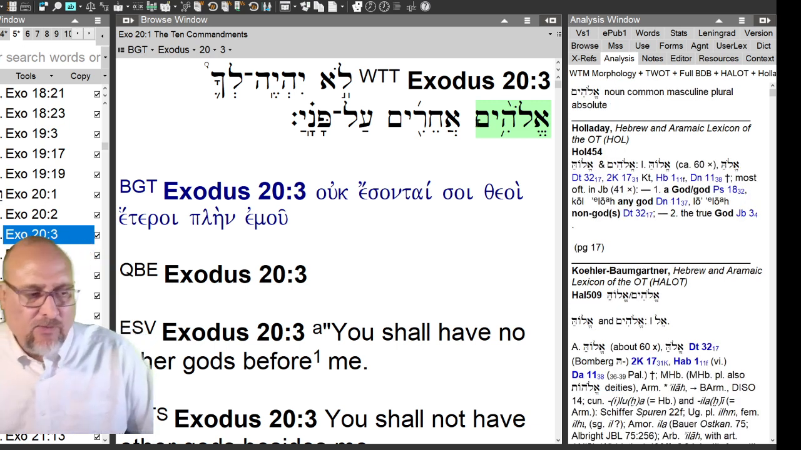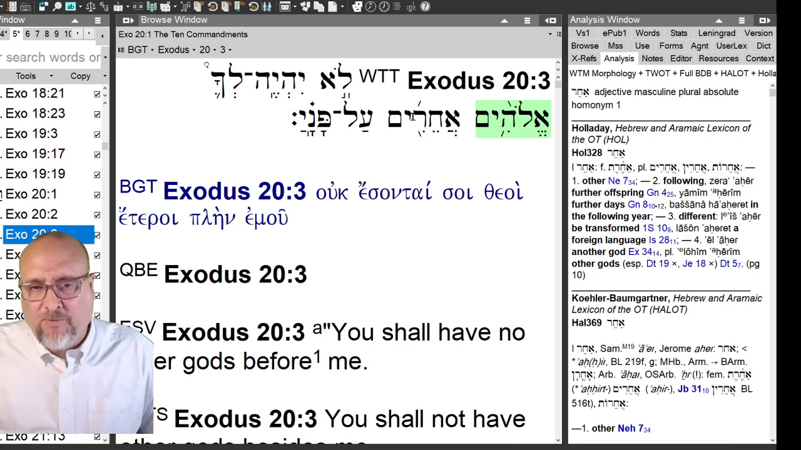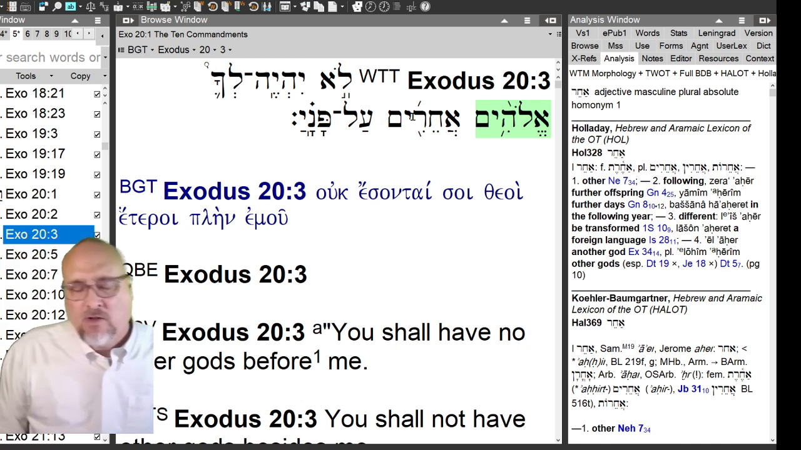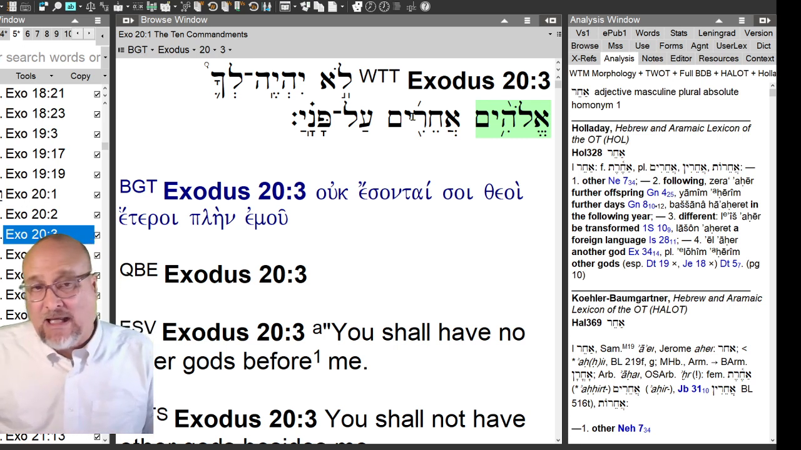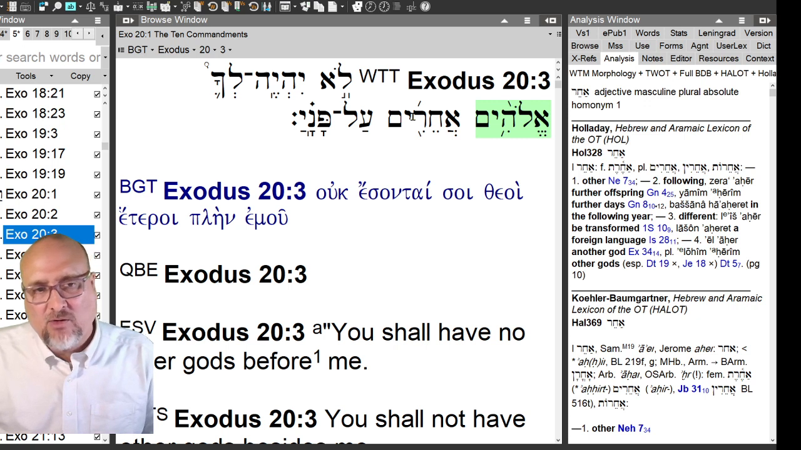In fact, if you want to make any noun a plural noun in Hebrew, if you add im on the end of it, it will convert the singular noun to a plural noun.